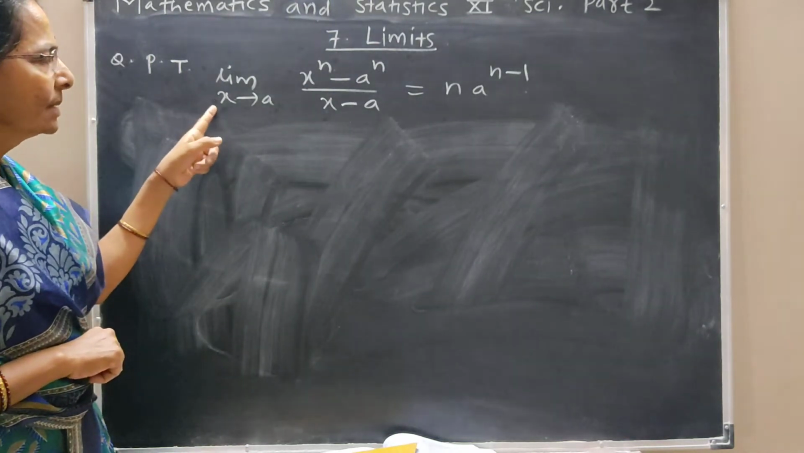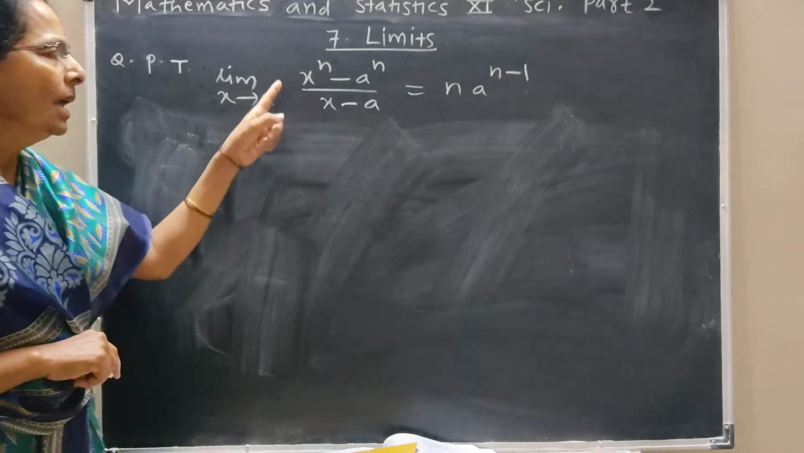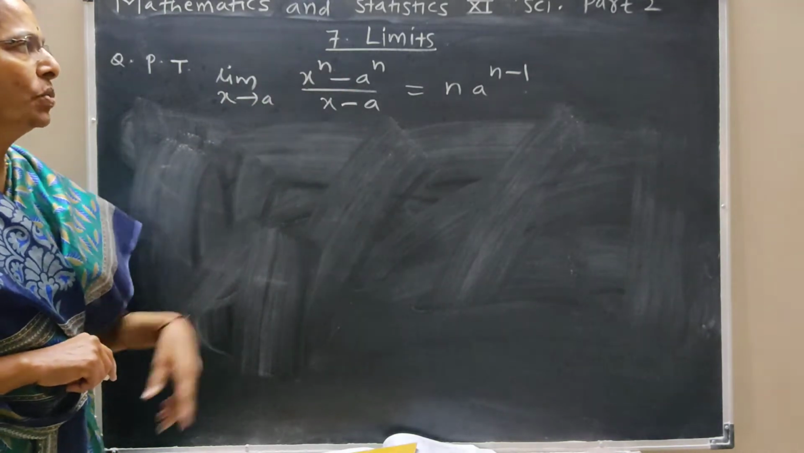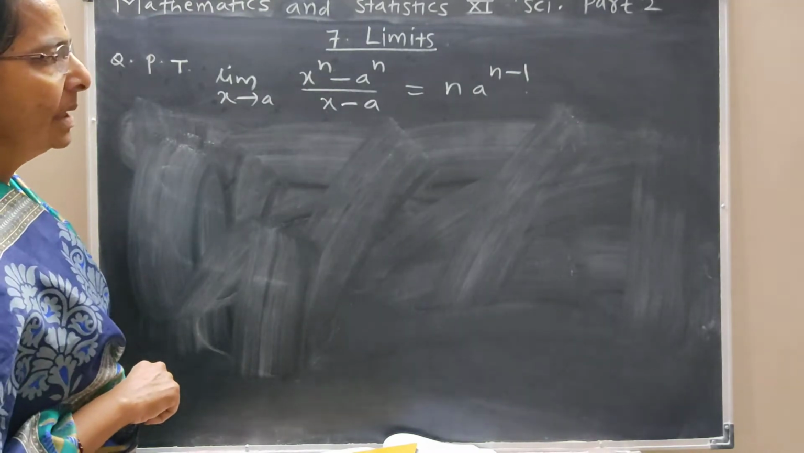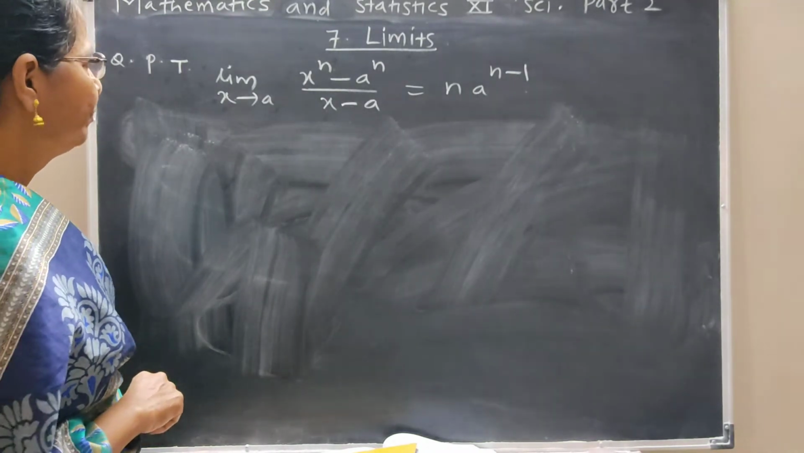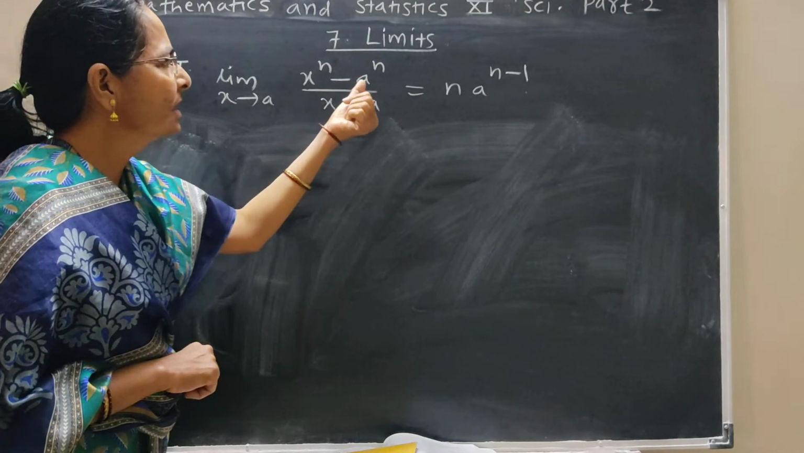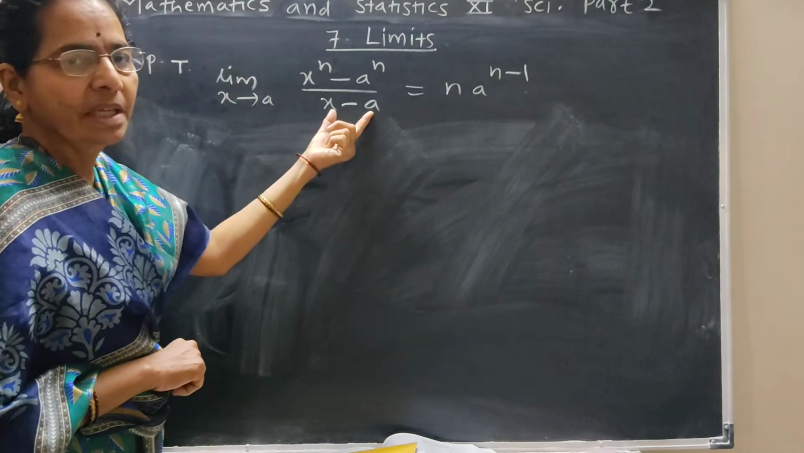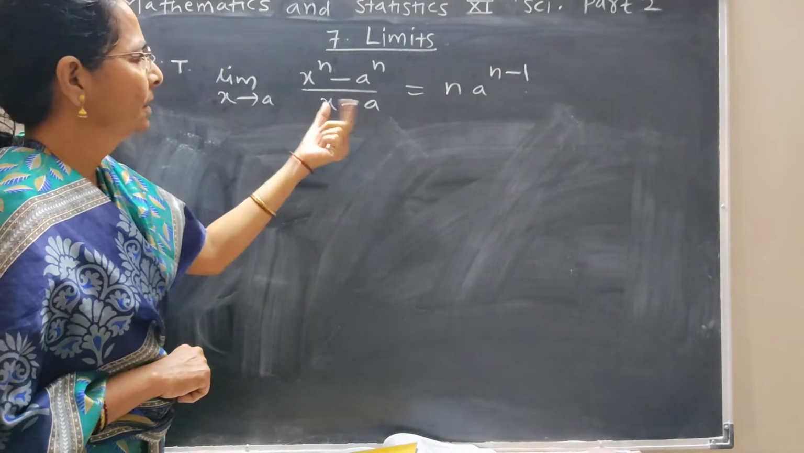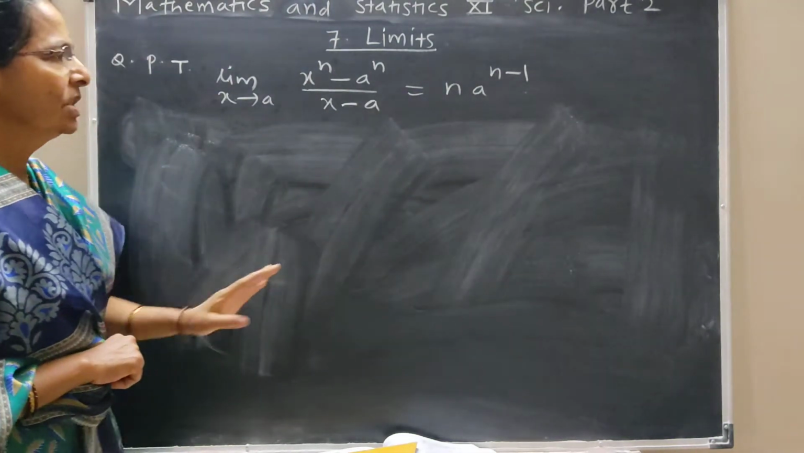How do we read this? Limit as x tends to a, x raised to n minus a raised to n upon x minus a is equal to n a raised to n minus 1. Now remember, the denominator is x minus a. This is the trick. x minus a, x minus a. This is the trick, remember.